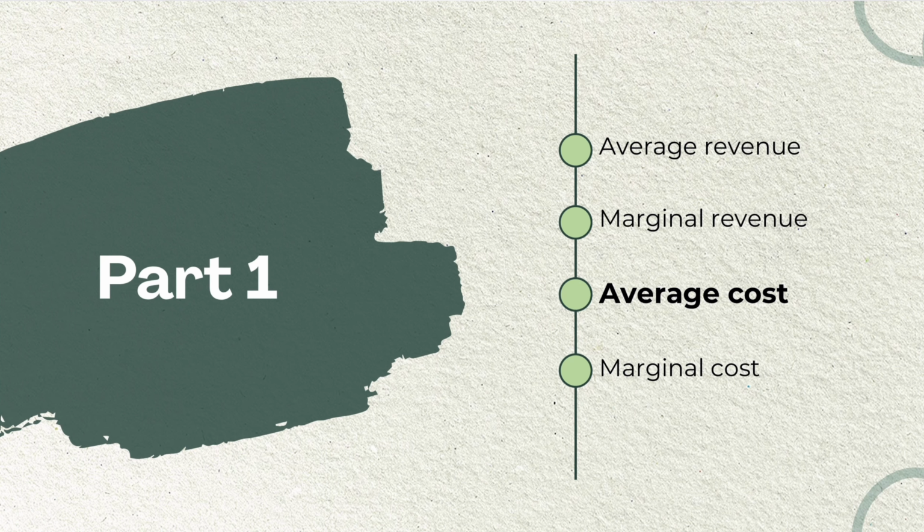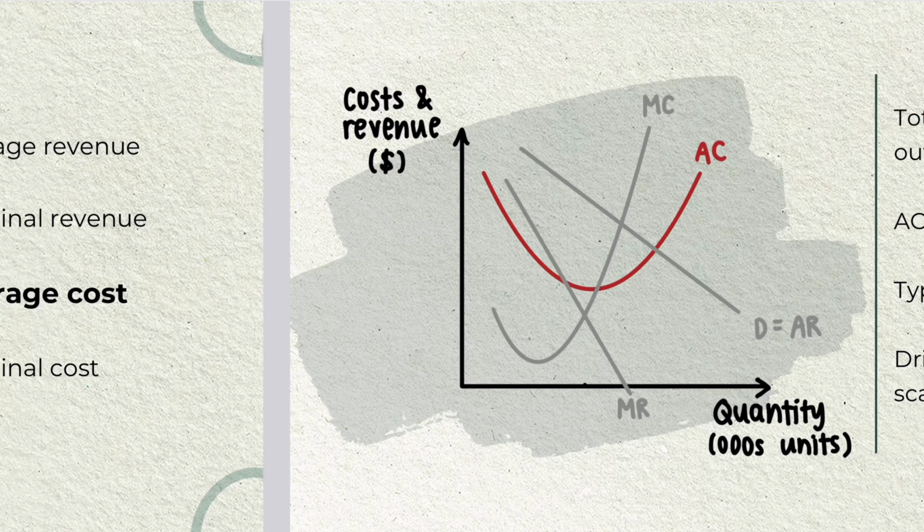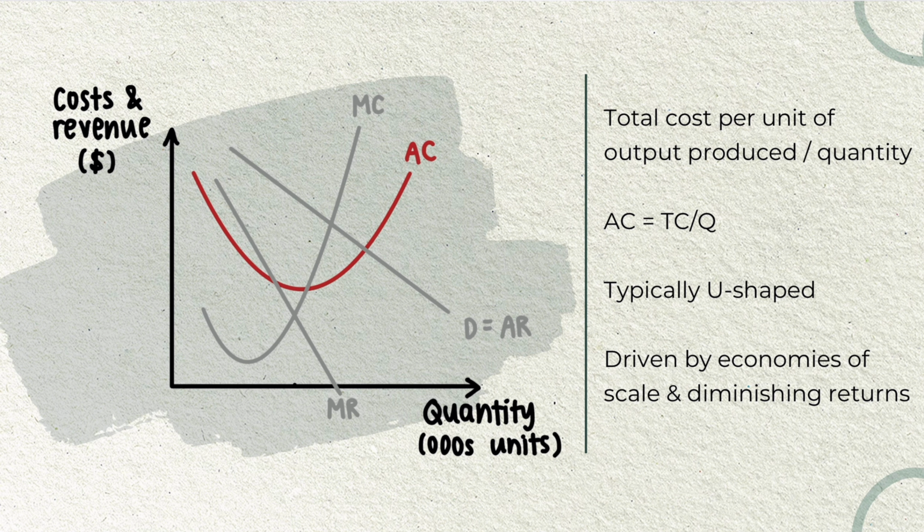And moving on to the average cost, which is the total cost divided by the quantity, the cost per unit of output produced. This cost curve is usually U-shaped, and the reason is because it is driven by economies of scale from here all the way down to here, and because of diseconomies of scale and diminishing returns, it increases from the bottom here all the way to here.